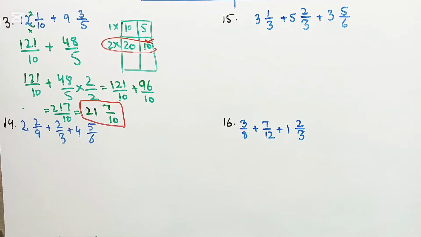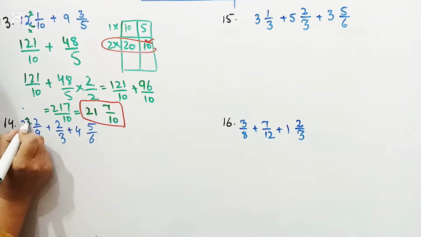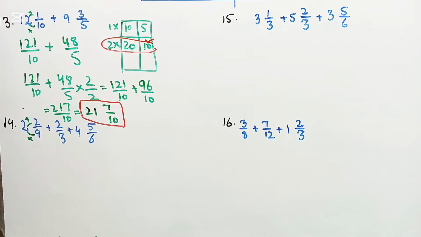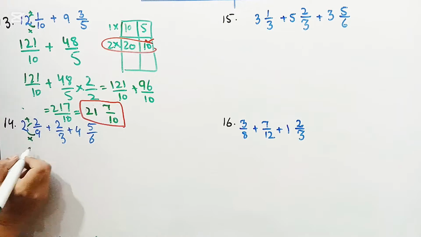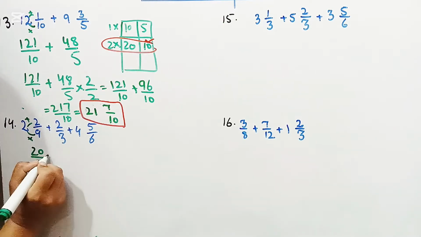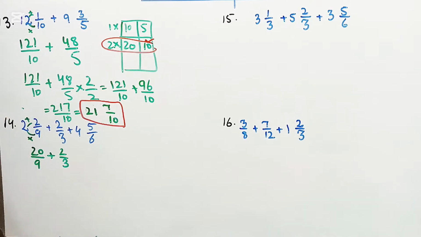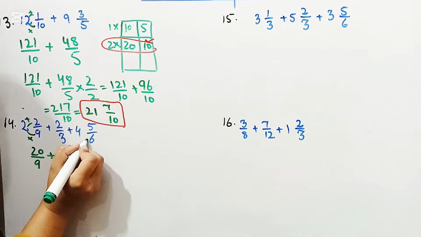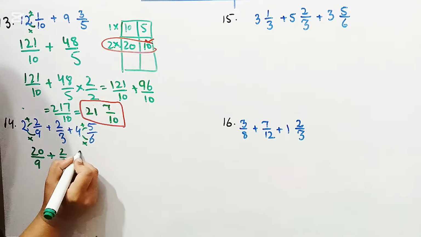Now next, question number 14. 2/9 plus 2/3 plus 4 5/6. Firstly, we convert into the improper fraction, multiply, then we add. 9 multiplied by 2, 18 plus 2, 20. 20 over 9 plus 2 by 3 as it is, write it, plus 4 into 5 over 6, multiply and then add, plus 29 by 6.